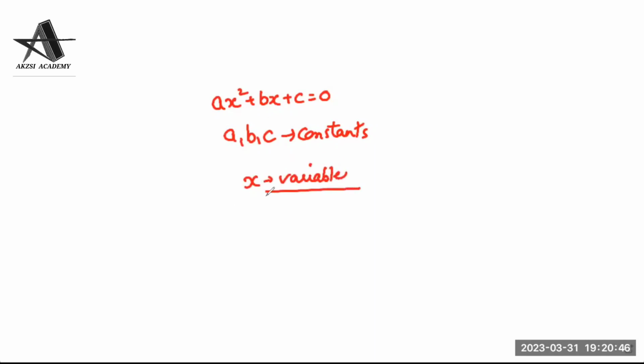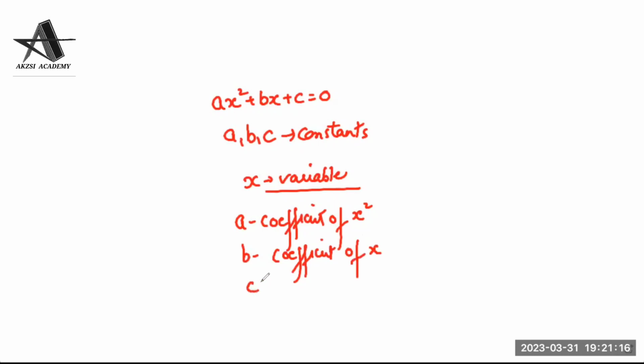A and B are also known as coefficients. The numbers that are written with the variable are called coefficients. As I told you, a, b, c are constants, that means they will be numbers. If a number is written with a variable, we say it's a coefficient. So a is the coefficient of x squared because a is written with x squared. And b is the coefficient of x. Whereas c is not with any variable, so it's just a constant.